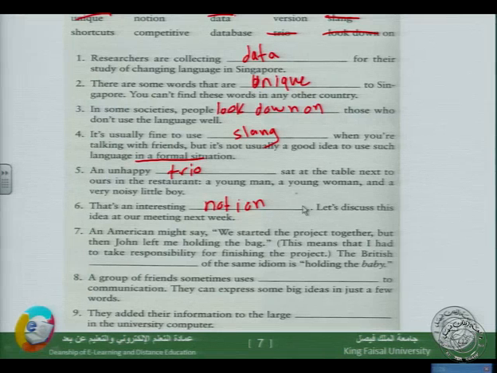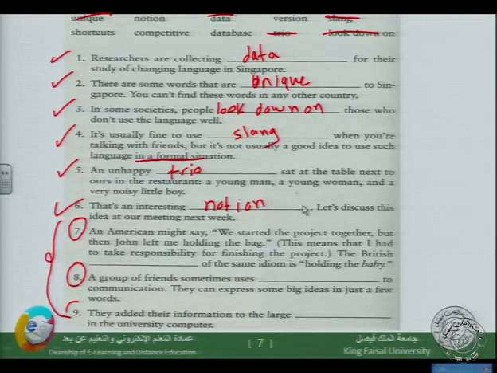Number 7, an American might say, we started the project together, but then John left me holding the bag. This means that I had to take responsibility for finishing the project. The British version of the same idiom is holding the baby. Okay, I have done 1, 2, 3, 4, and 5, and 6 as well, and I want you to do 7, 8, and 9. These are actually kind of homework. Okay, homework.